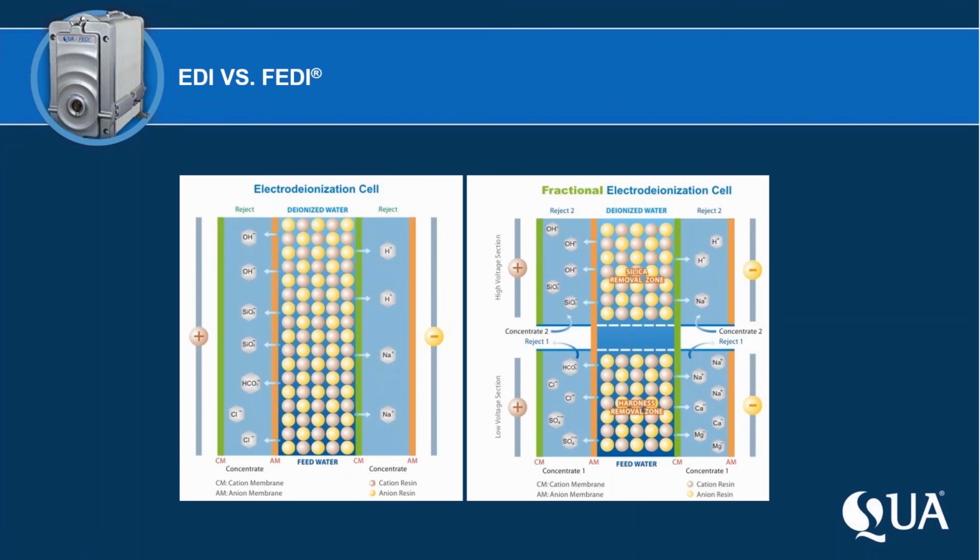So, the traditional EDI on the left and the Fedi on the right. Now today, just to go back a little, some of the older legacy EDIs out there required salt injection and maybe even a recycle of your reject or concentrate. That came from looking at velocities in the EDI, and some of the EDIs had a very high electrical resistance in their reject compartment, which required them to inject salt and actually do a reject recycle.